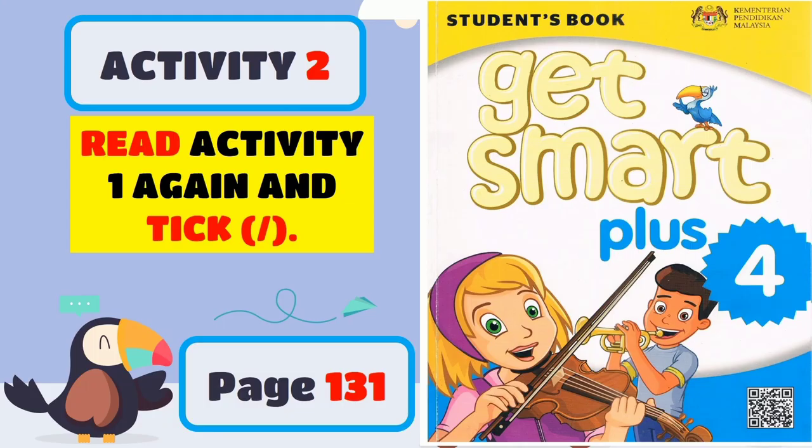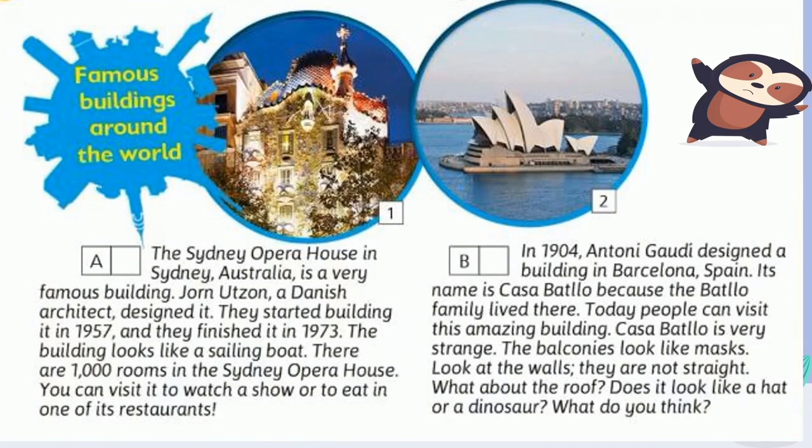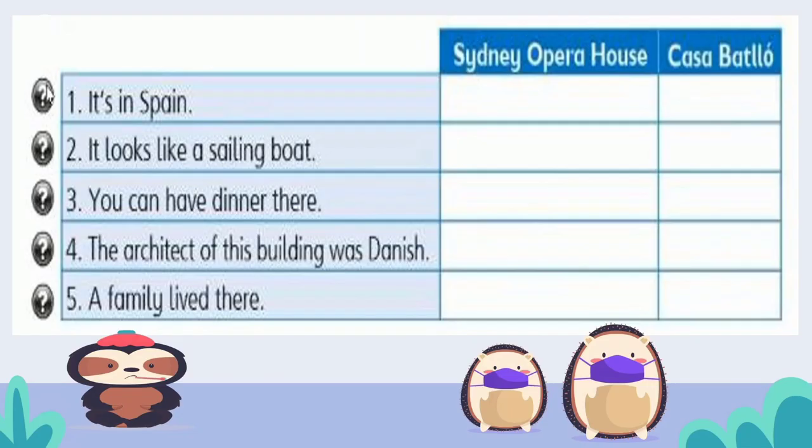Activity 2, read activity 1 again and tick right correctly. Sila baca activity 1 tadi sekali lagi dan tandakan right pada jawapan yang betul. Good luck, selamat berjaya.